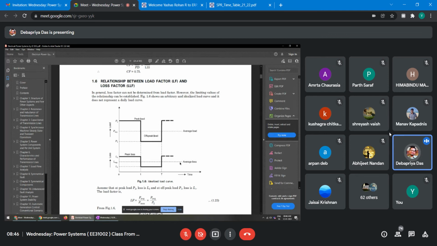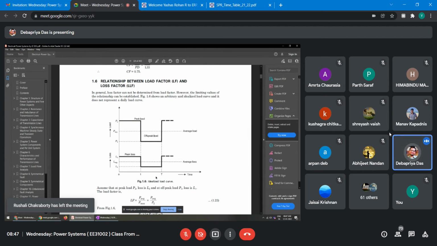And initially I told you that power loss is proportional to the square of the current. Generally, VI cos phi is equal to power. If we assume power factor is constant and voltage is constant, then I is equal to P upon V cos phi in general, right? So if V is constant and cos phi is constant, and power loss is proportional to the square of the current, that means it is proportional to the square of the power. That concept we'll use here, right?